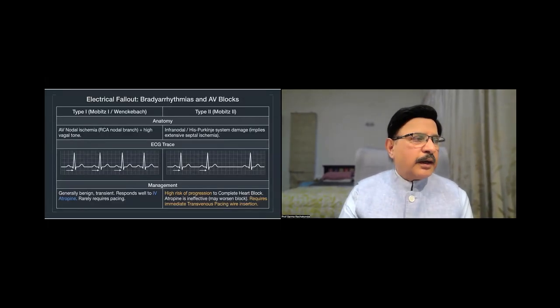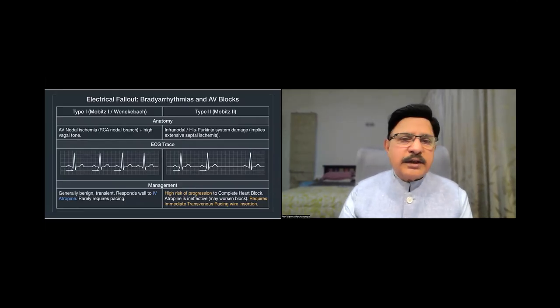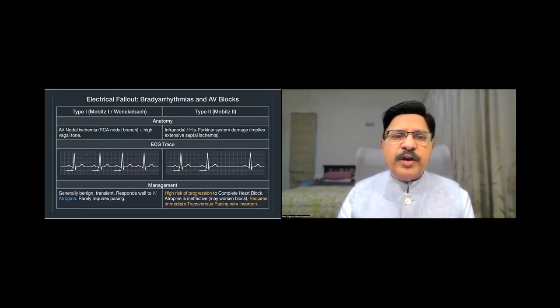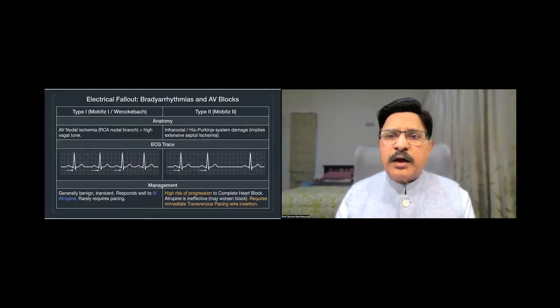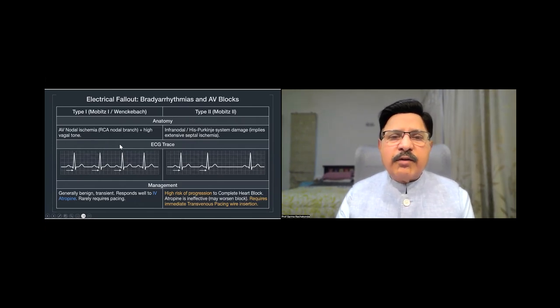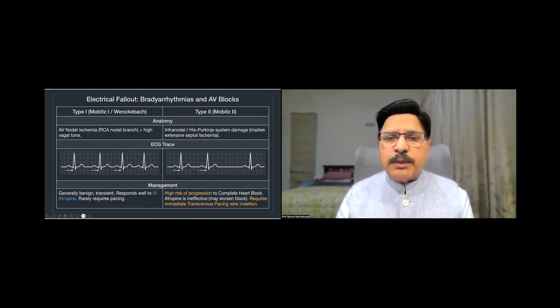Now, electrical fault, bradyarrhythmias and AV blocks. Type 1, Wenckebach phenomenon, Mobitz 1. Type 2, Mobitz 2. Anatomy: AV nodal ischemia, RCA nodal branches affected, high vagal tone produces it. Or infranodal His-Purkinje system damage implies extensive septal ischemia.